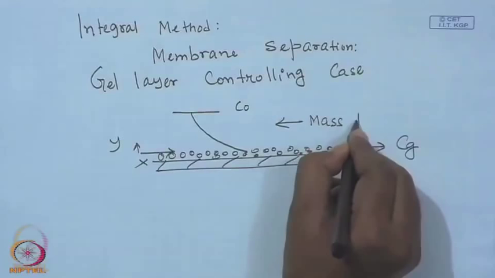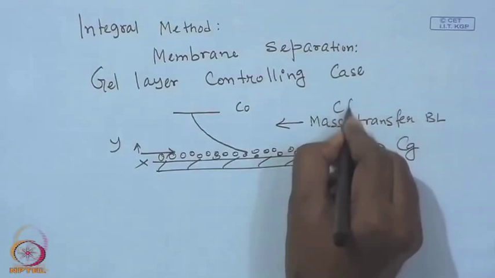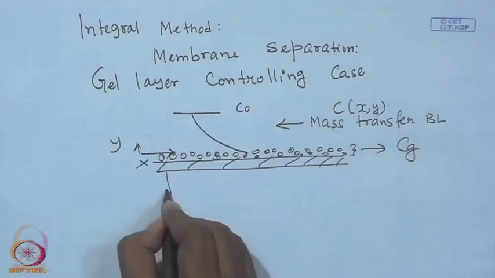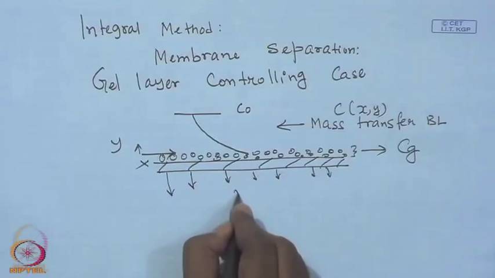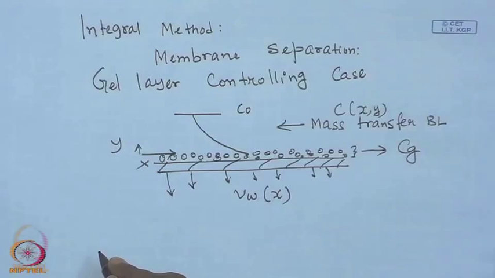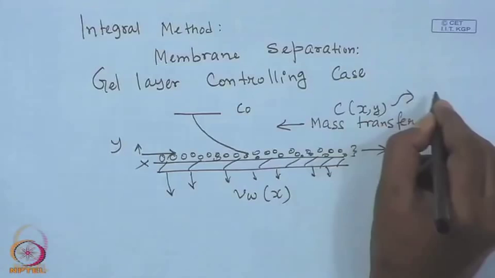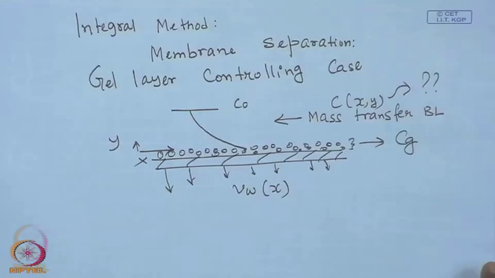Now, within the mass transfer boundary layer, C is a function of x and y, and you will be getting the permeate flux, which will be a function of x. So, our aim is to find out the concentration profile C as a function of x and y in the mass transfer boundary layer. With that, we define that aim.